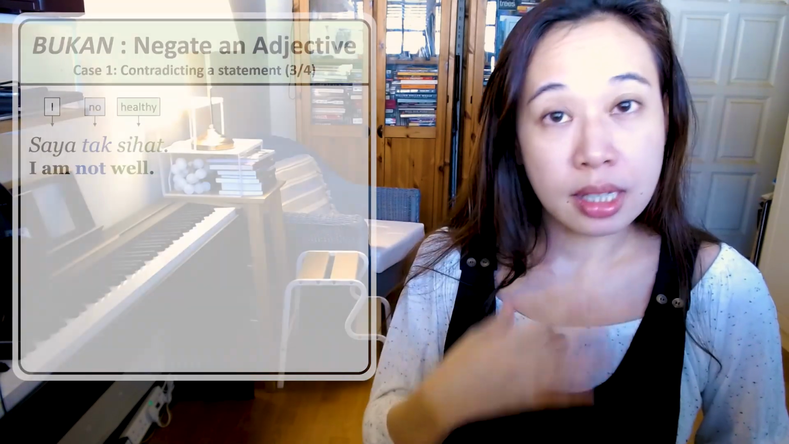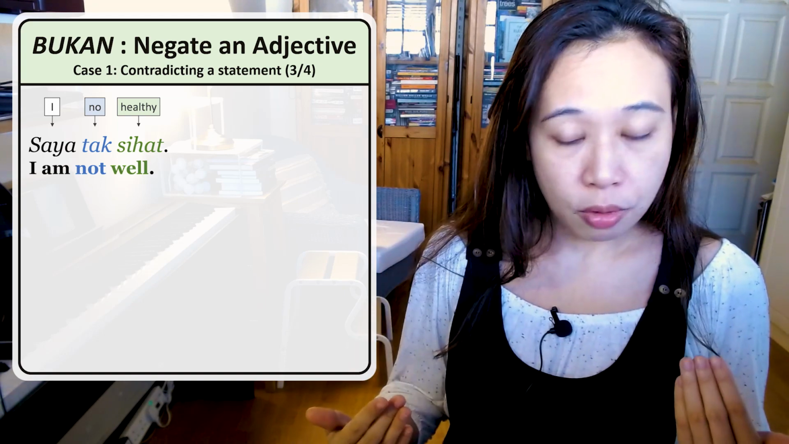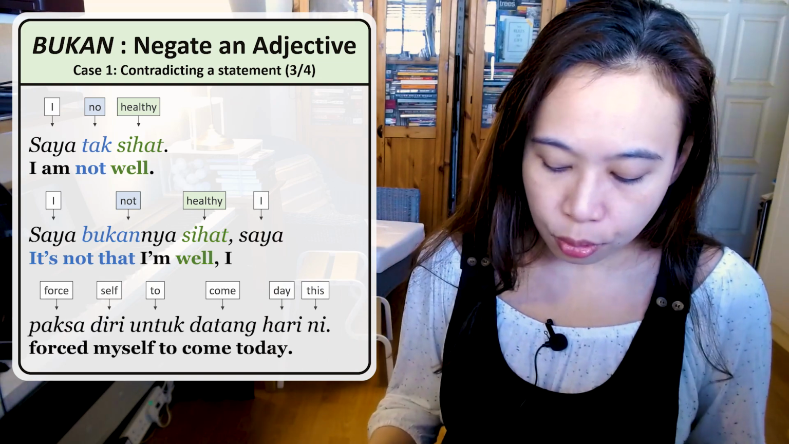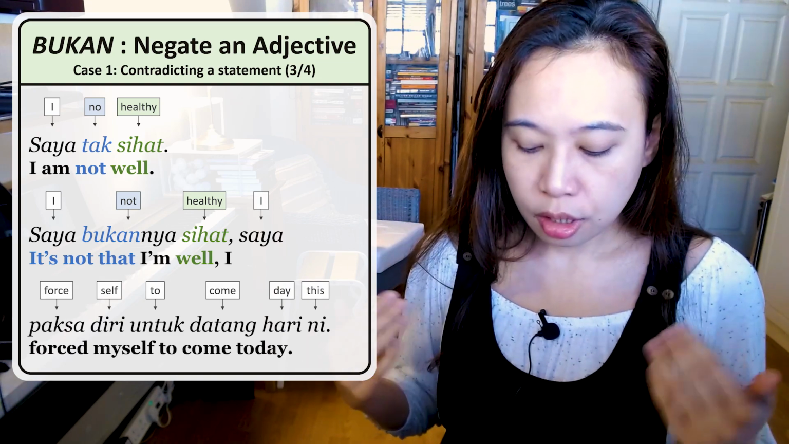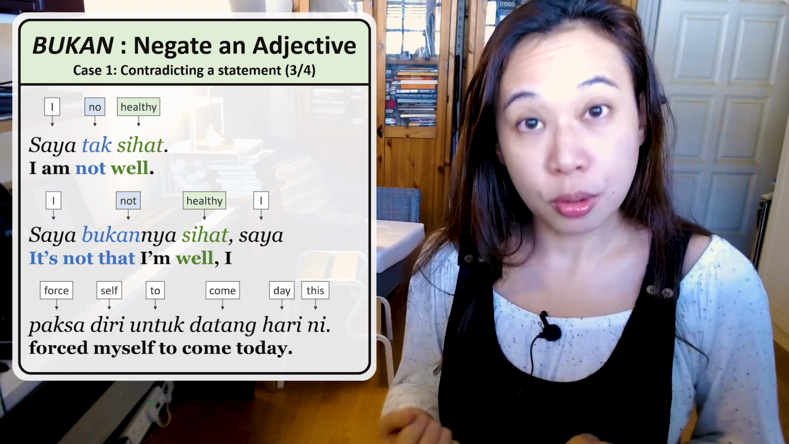Sentence number 3. The original sentence, saya tak sihat. I am not healthy. You replace it with bukan. Saya bukannya sihat. Saya paksa diri untuk datang hari ini. It's not that I'm healthy. I force myself to come today.